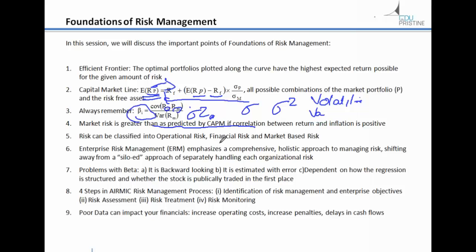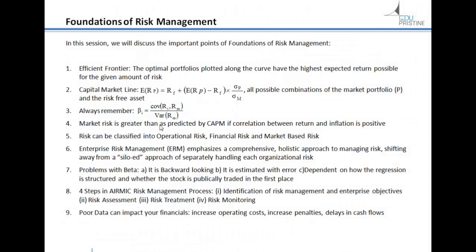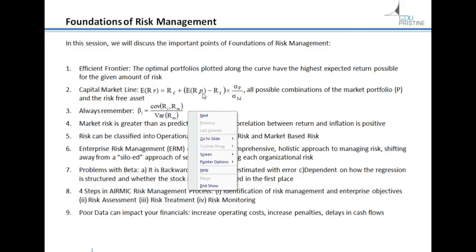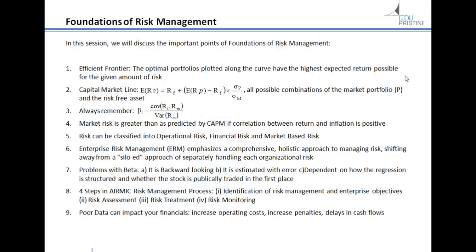You remember the multi-beta CAPM? That's the important note part of the non-standard CAPM. Risk can be classified into operational risk, financial risk, what is financial risk? That's the credit risk, okay, and market risk. So you have to keep in mind these 3 kinds of risk. This is brief from a risk management point of view, but it gets more depth when you look at FRM 2.